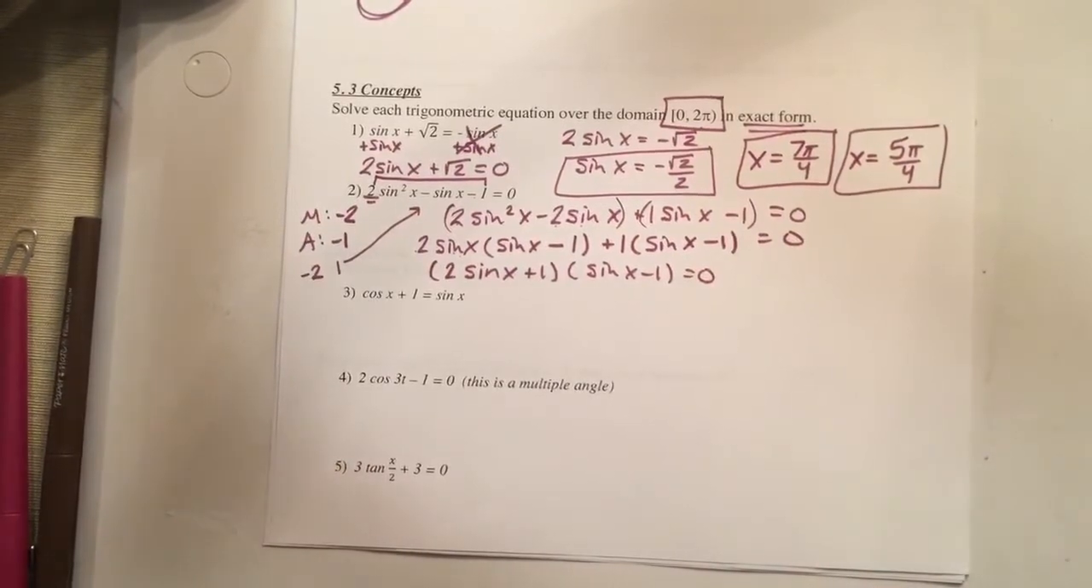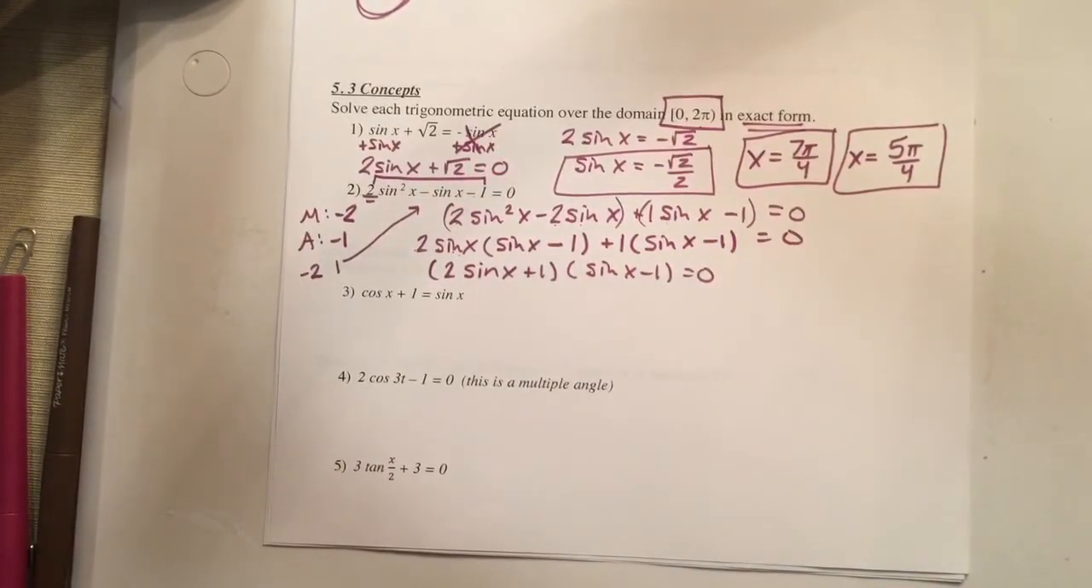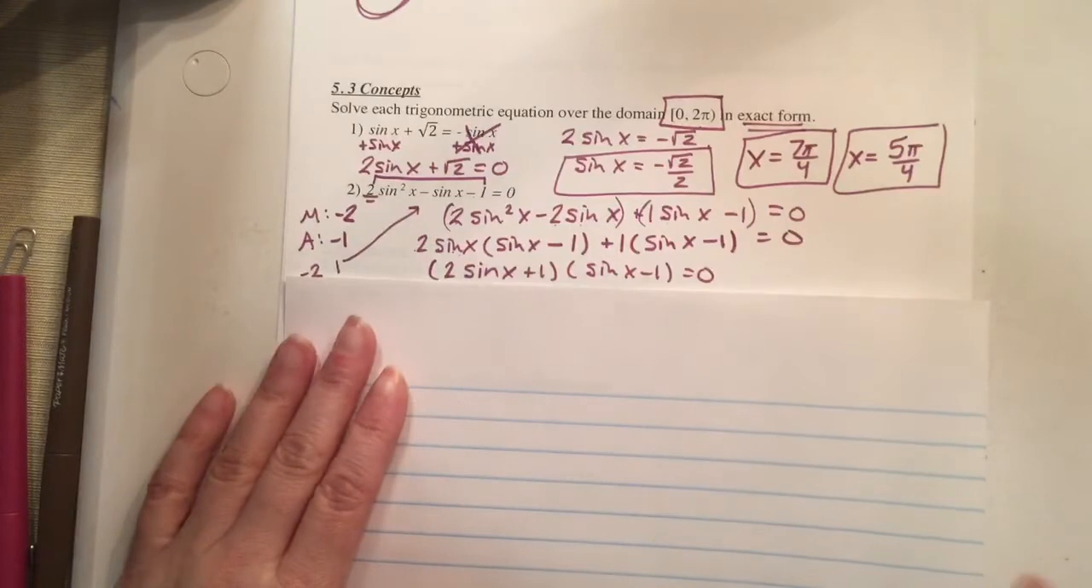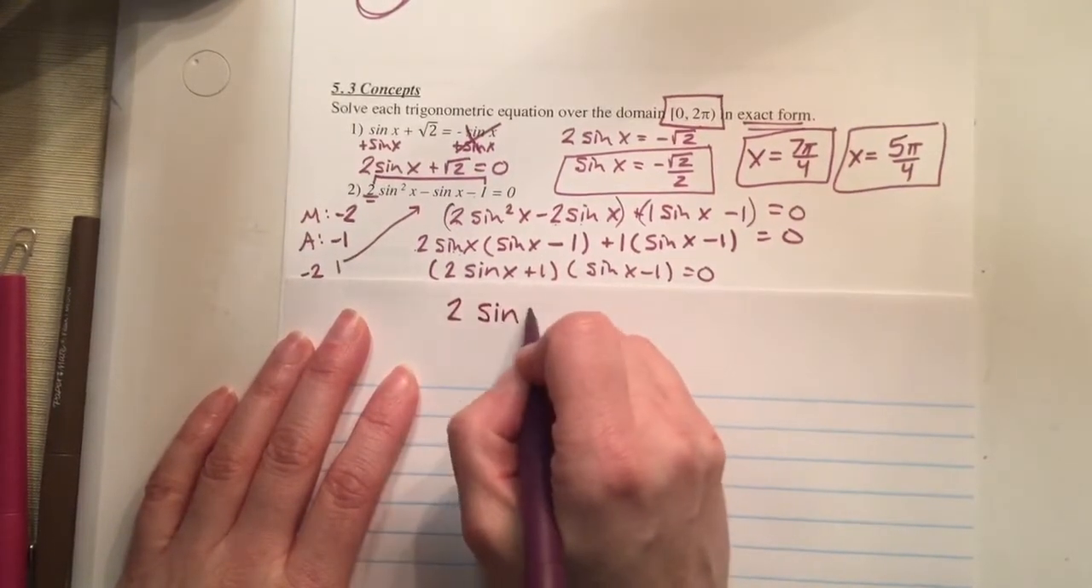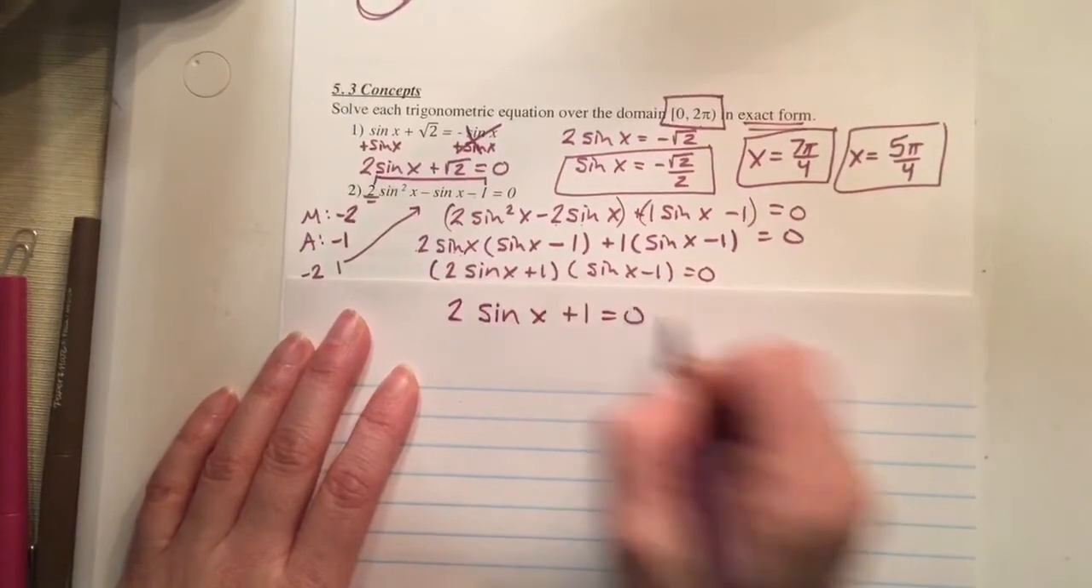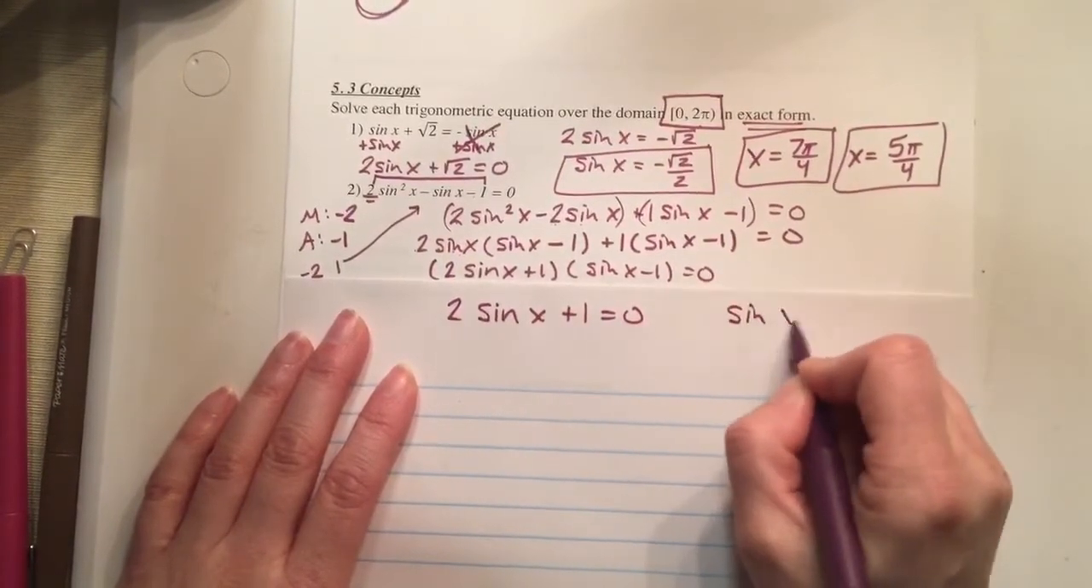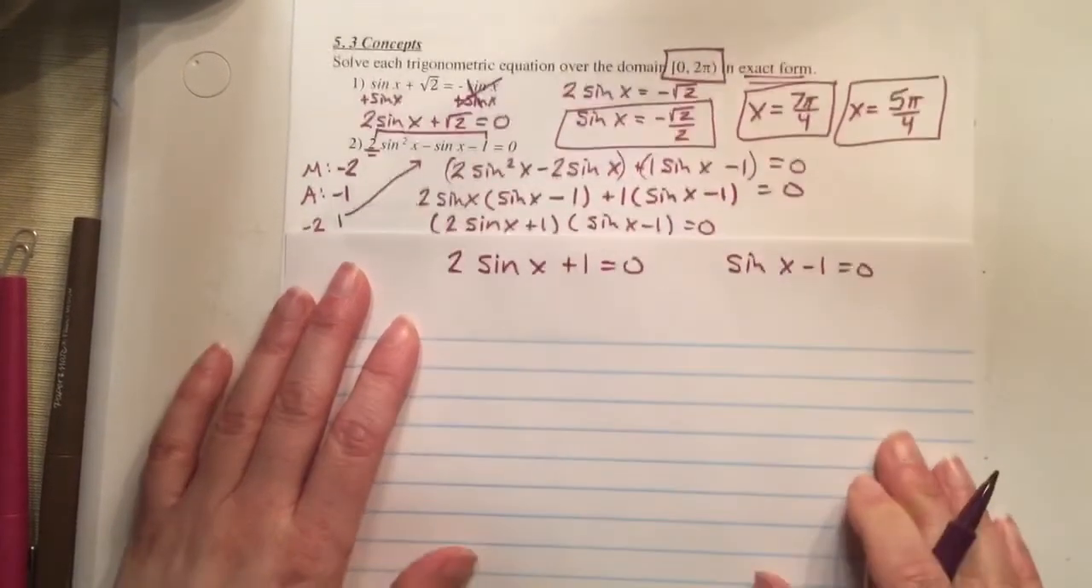Now to find your answers, you have to take each factor, so each set of parentheses, and set it equal to 0 separately. So it's going to look like this. 2 sine of x plus 1, that equals 0. Sine of x minus 1, that equals 0.